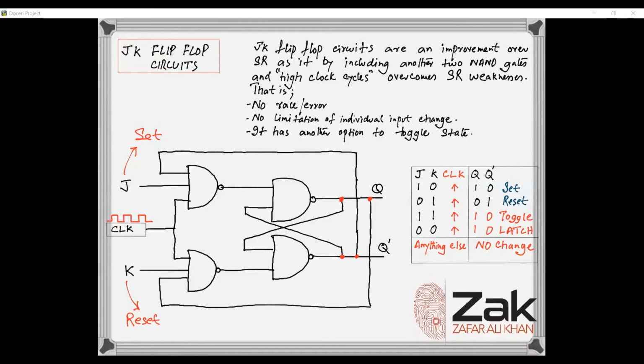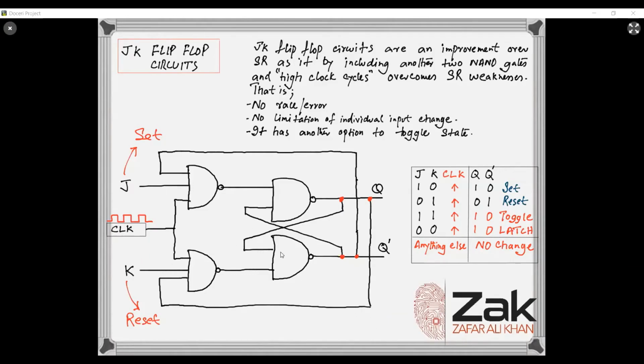So these two weaknesses or lacks of SR flip-flops are now lifted by the inclusion of these two additional NAND gates over here. So this would have no error, and no limitation of having one input at a time. You can change both inputs, and this would have another new state in it, and that is called toggle. In SR, what you had to do was set, then retain, then reset, then retain. You cannot go from set to reset directly because you would have to change both bits. In this case, that is possible.